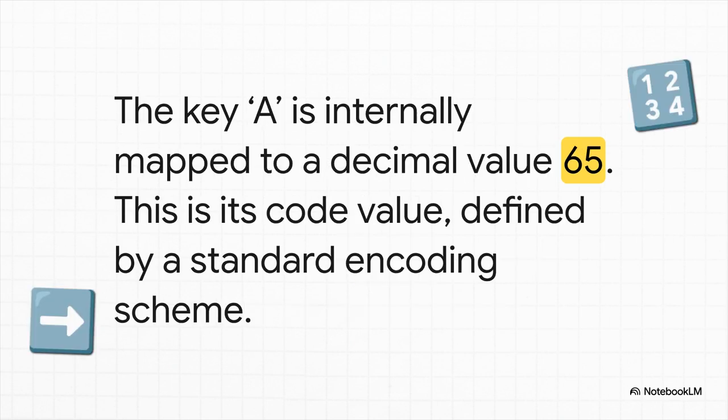And boom, instantly, that electrical blip gets mapped to a very specific number. In the case of a capital A, that number is 65. Now, this isn't just some random number they pulled out of a hat. It's all laid out in a foundational standard called ASCII. That stands for the American Standard Code for Information Interchange.